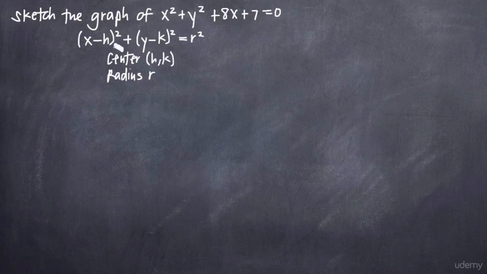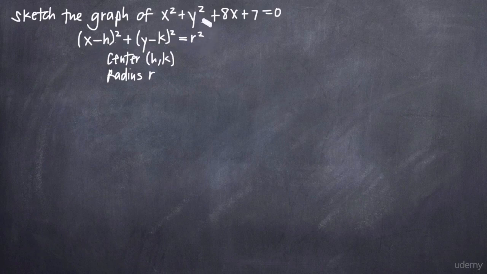I've written a formula here for the standard form of a circle, which is the quantity x minus h squared plus the quantity y minus k squared is equal to r squared. This is the standard form for the equation of a circle, and what this tells us is that a circle written in this form has its center at (h, k), the coordinate point h, k, and a radius of r. So if we can get the equation of our circle into this form, we know that its center will be identified by h and k, and its radius will be r.